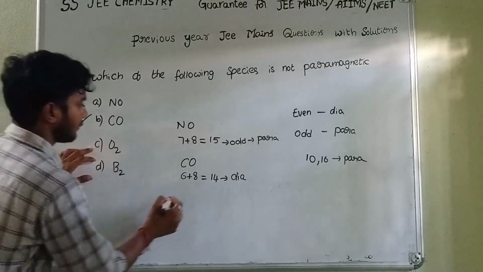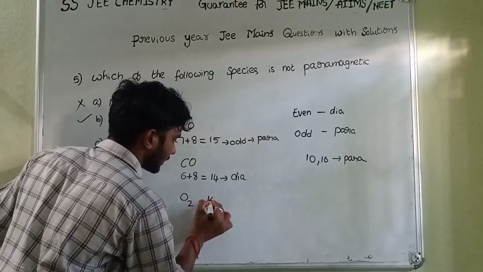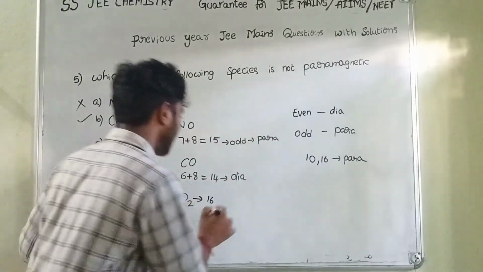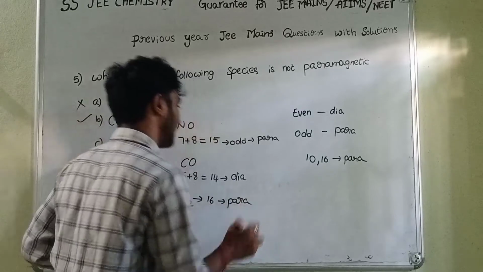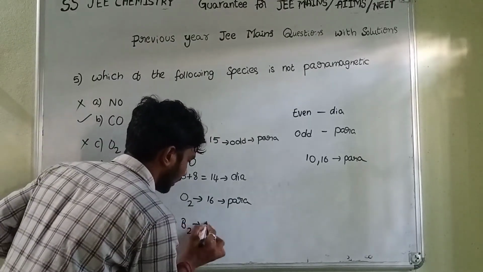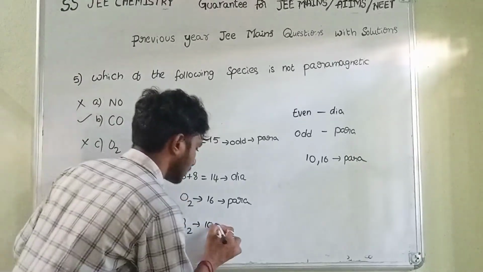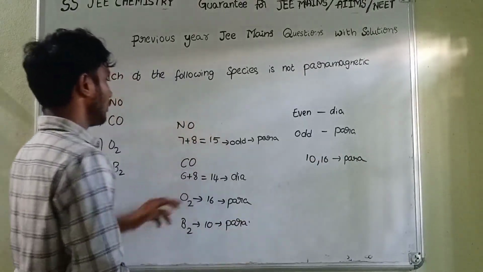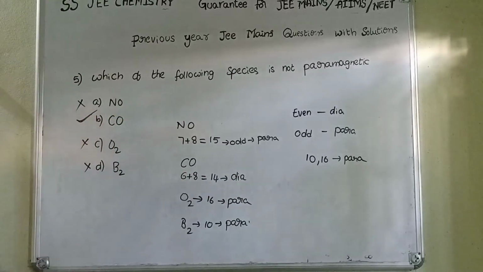We will see O2 and B2 also. For O2, one oxygen has 8 electrons, so 2 oxygens give 16 electrons, which means paramagnetic nature. Next, B2: boron has 5 electrons, so 2 borons give 10 electrons, which means paramagnetic nature. So the only diamagnetic one is CO. So option B is correct.